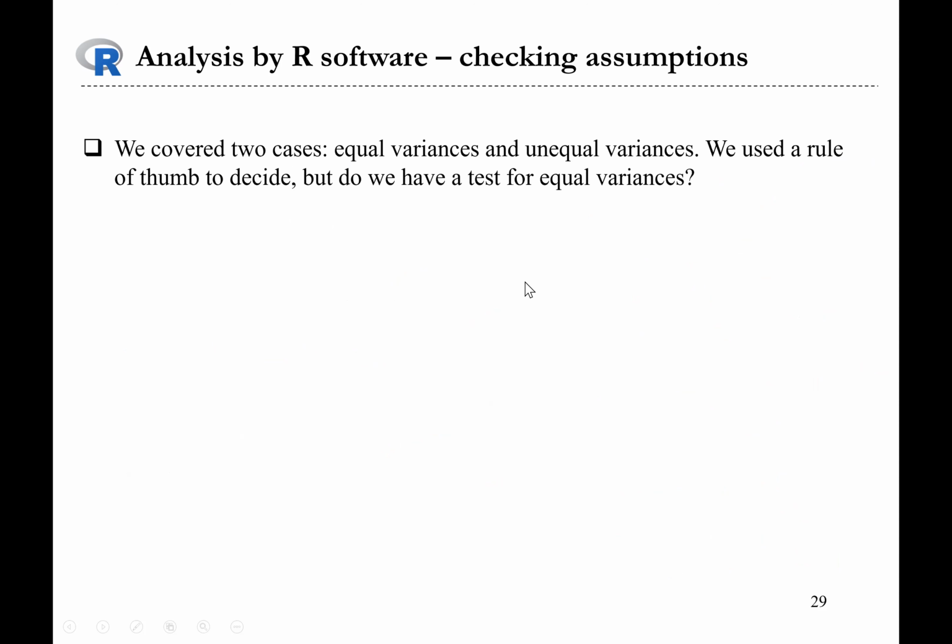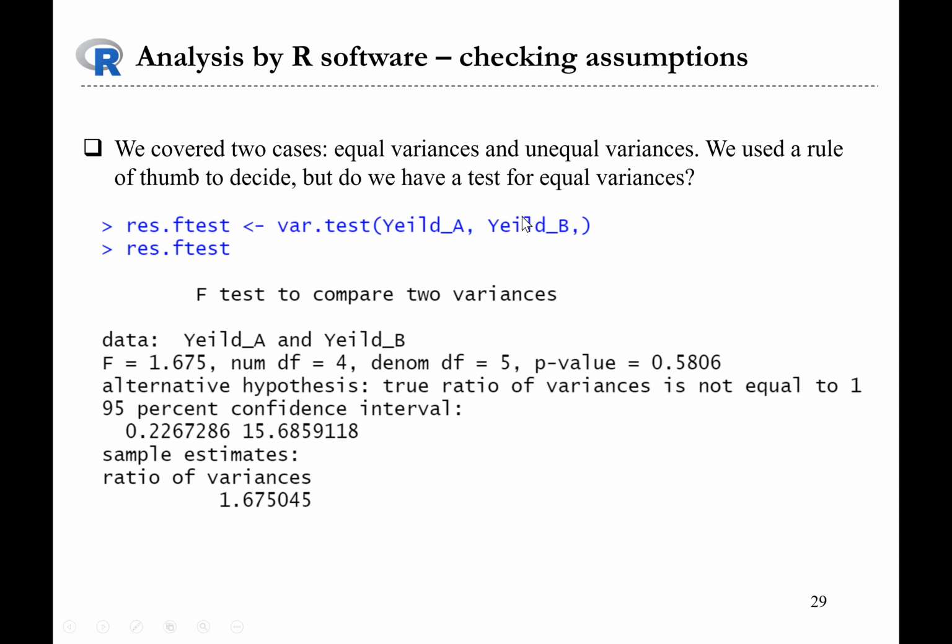So we covered two cases, equal variances and unequal variances. We use the rule of thumb to decide, but we have a test for equal variances. I know the rule of thumb is easy, but we should do a test. It's better than the rule of thumb. So what is the name of that function in R? The function is var.test, for testing variances. You give the first group of data, the second group of data, done.